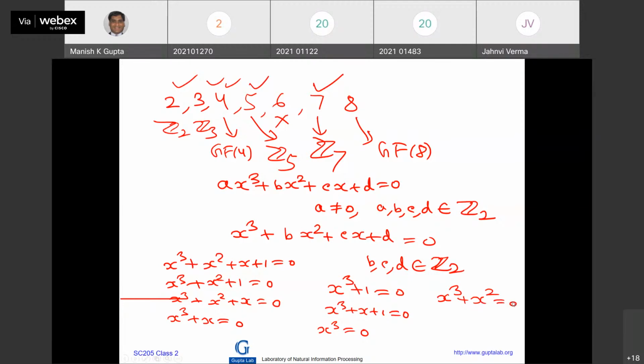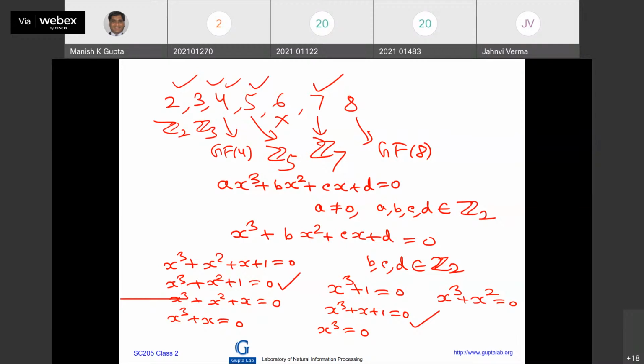अब इसमें कौन कौन सी काम की है, कौन सी बेकार है? दो काम की हैं, राइट? बाकी सब तो everything else will have a root. This has root x equal to 0. This has root x equal to 0. This is useful. This has root x equal to 0. This has root x equal to 1 in the ground field, right? And this also has root x equal to 1. So we have this equation and this equation.